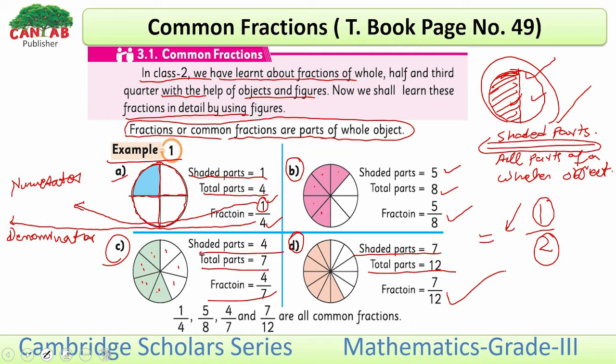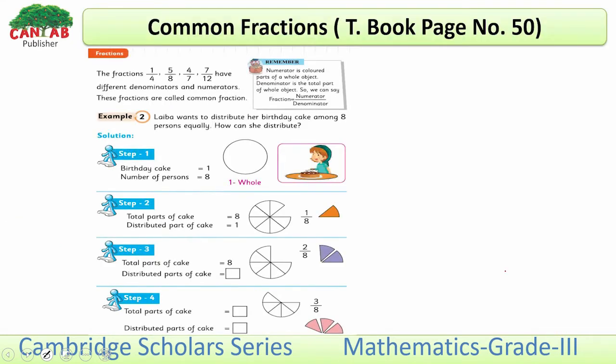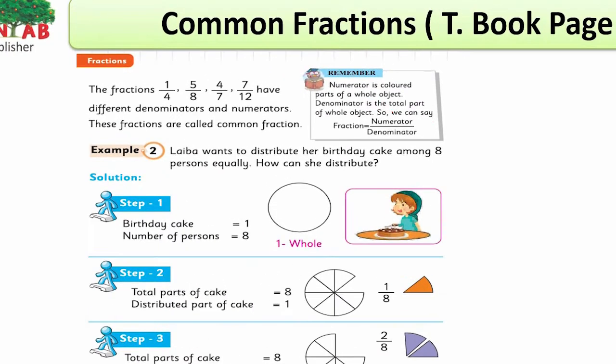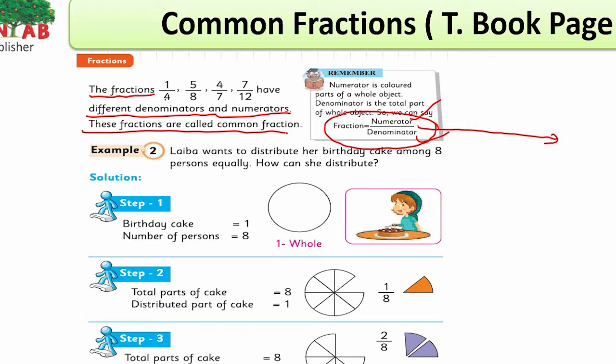Students, now come to the next page. Remember this line is called the fraction bar, this one is the numerator and this one is the denominator. The fractions 1 over 4, 5 over 8, 4 over 7 and 7 over 12 have different denominators and numerators. These fractions are called common fractions. Now look at example number 2. How to make a fraction, or how to distribute something among a given number of people.